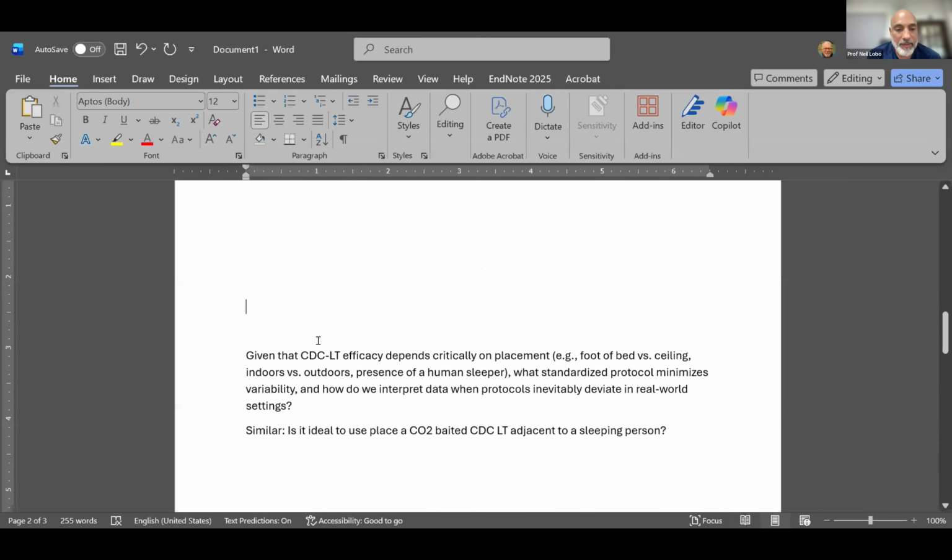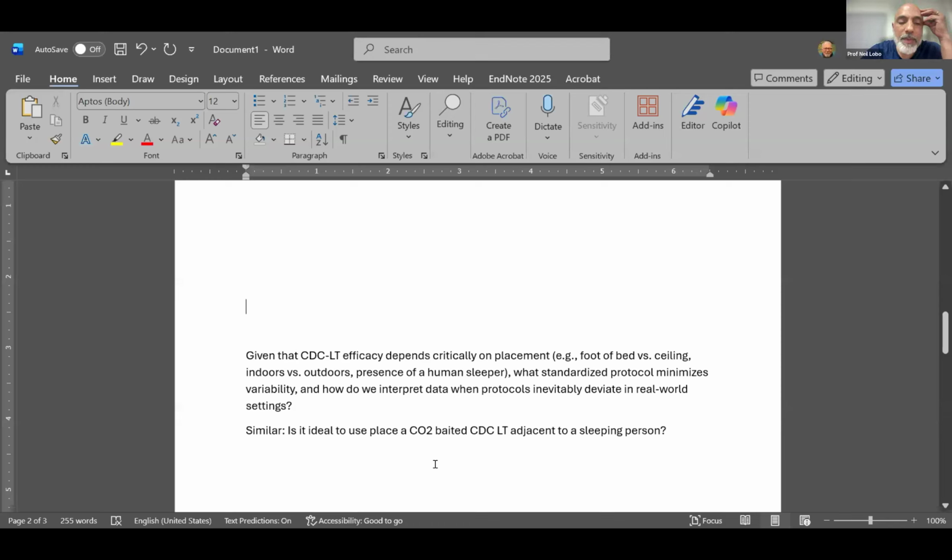Yeah. Thank you, Neil. So let me read this. Given that the CDC light trap efficacy depends critically on placement, for example, foot of the bed, indoors, outdoors, presence of humans, what standardized protocol minimizes variability, and how do we interpret data when protocols inevitably deviate in real-world settings? There was a second question, very similar: is it ideal to place a CO2-baited or a CDC light trap adjacent to a sleeping person? If you can just talk around that topic, Neil.